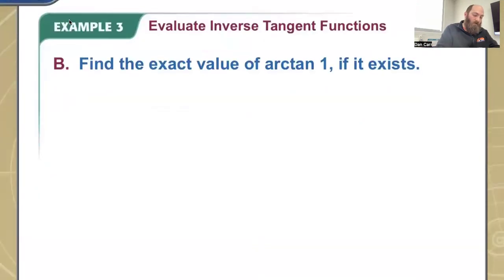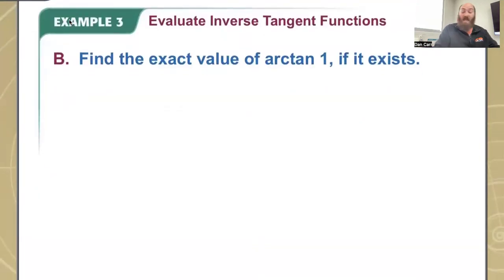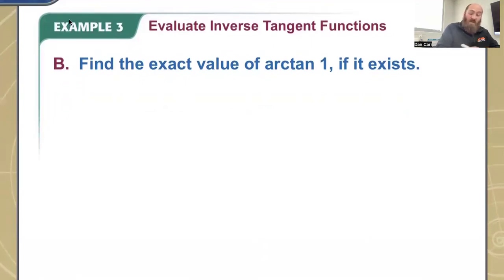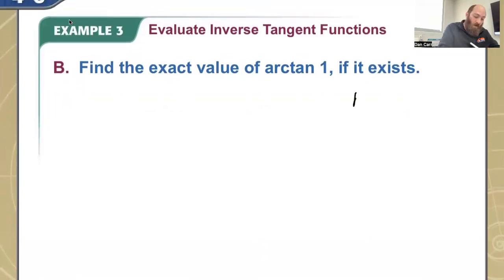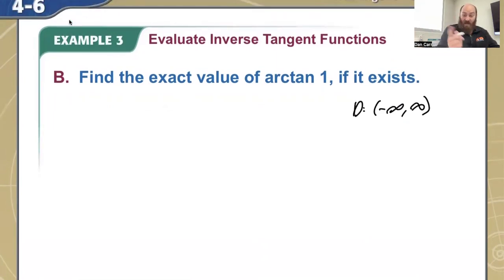Okay. Find the exact value of arctan of 1, if it exists. So now in this case, it will exist. My domain here is negative infinity to infinity, so I can evaluate the arctan, or inverse tan, of any number I want. That being said, I do need to be aware of what is happening here. Tangent is opposite over adjacent, and that ratio gives me 1, or 1 over 1.